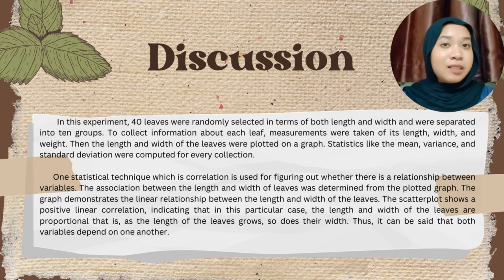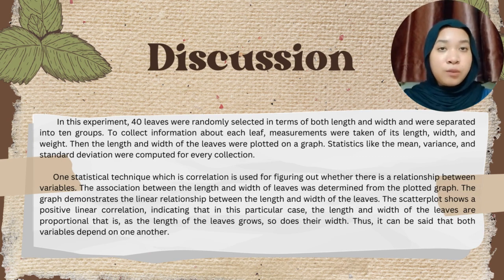Next, for discussion, in this experiment 40 leaves were randomly selected in terms of both length and width and were separated into 10 groups. The correct information about each leaf was taken, measuring its length, width, and range. Then the length and width of the leaves were plotted on a graph. Statistics like the mean, variance, and standard deviation were computed for every collection.